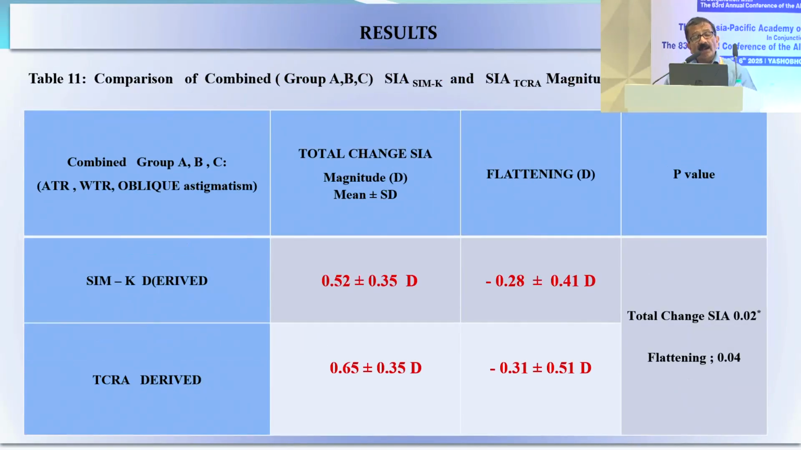Now, if we get a combined result of ABC, that is WTR, ATR and oblique astigmatism, again the SIA in the refractive astigmatism derived SIA was significantly more than the keratometry derived SIA, 0.65 versus 0.52 for the total change SIA and 0.31 versus 0.28 for the flattening effect.